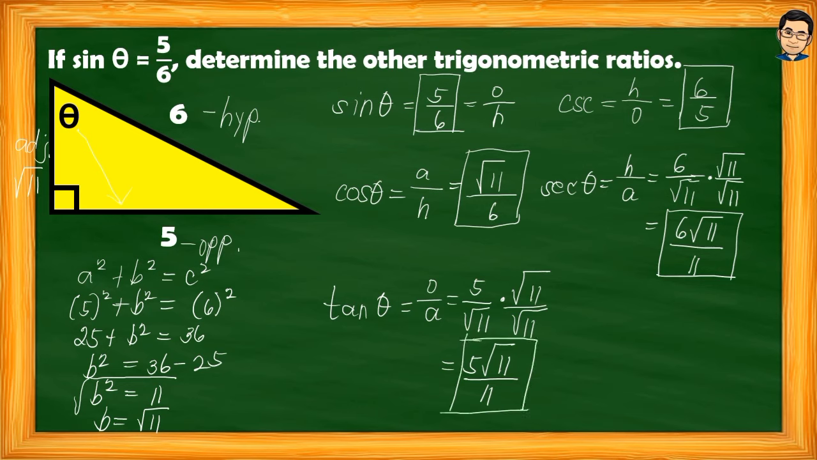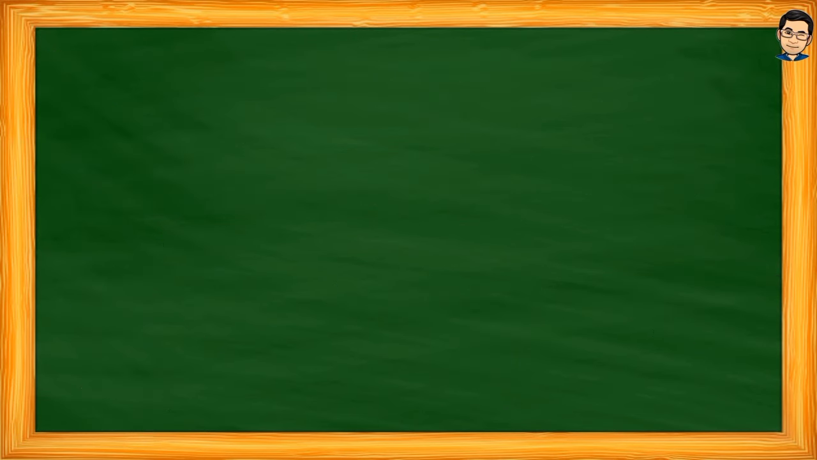Finally, we have cotangent theta that is equal to adjacent over opposite. That is square root of 11 over 5. So, ayan. That will be our final answer. So, yun po yung ating 6 trigonometric ratios.